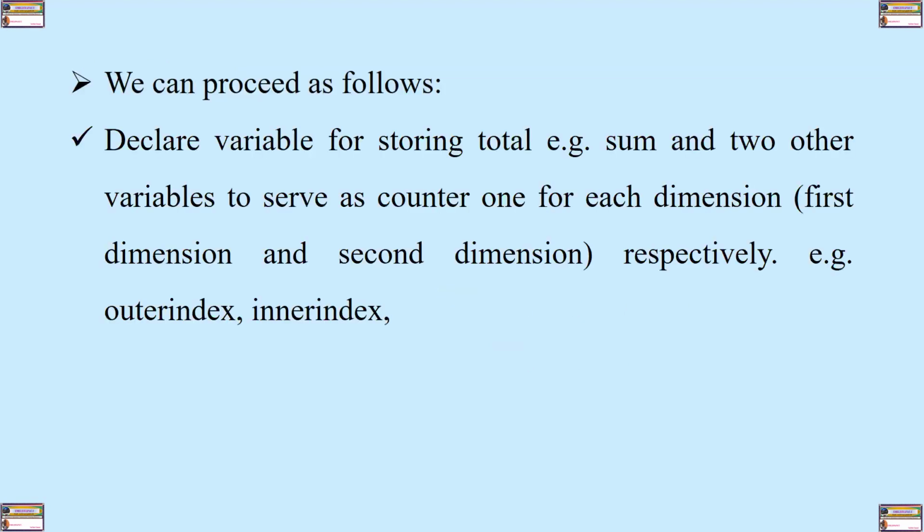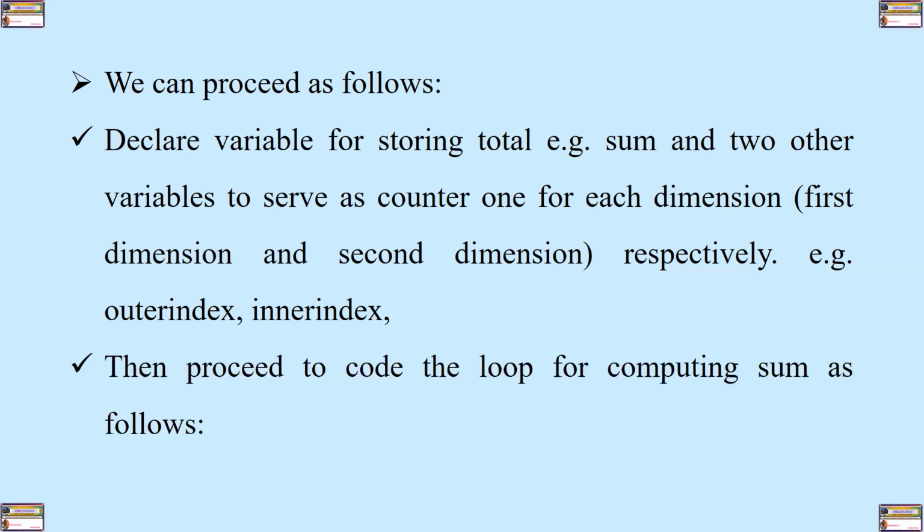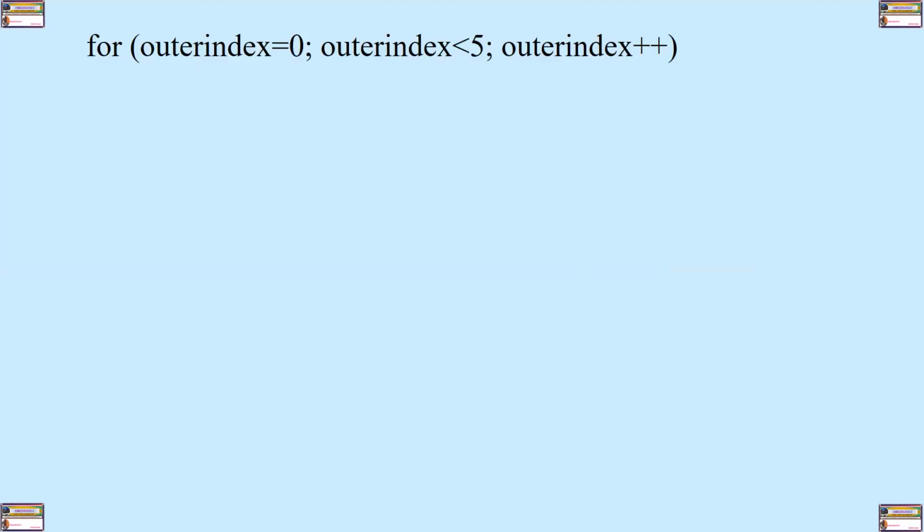Now, we can proceed as follows. You declare the variable for storing total, just as we have seen for the one-dimensional array, and then 2 other variables to serve as counters. Remember, we have 2 for loops, the outer for loop and the inner one. So we need to have 2 counter variables. In this case, I'm calling mine the outer index and the inner index. You are free to call yours the way you want, but remember you need 2 counters to control the limits for each of the for loops. Then we proceed to compute our sum using the for loop as follows.